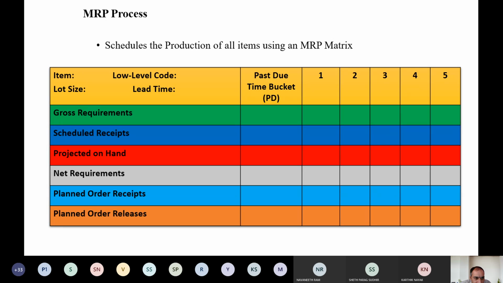Okay, let me put it in other words. Your mother has asked you to buy 5 kg of sugar. So this is what? Gross requirement, sir. Very good. You went to the shop, you are on your way, and you bought only 1 kg. That is the scheduled receipt.